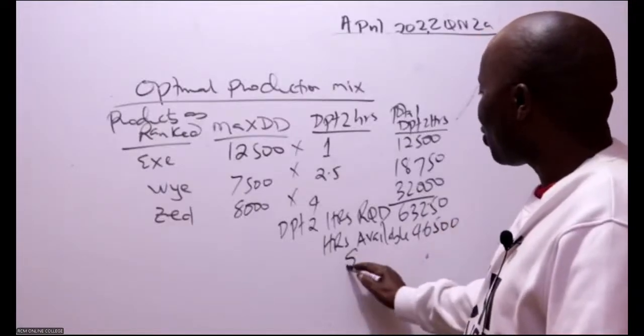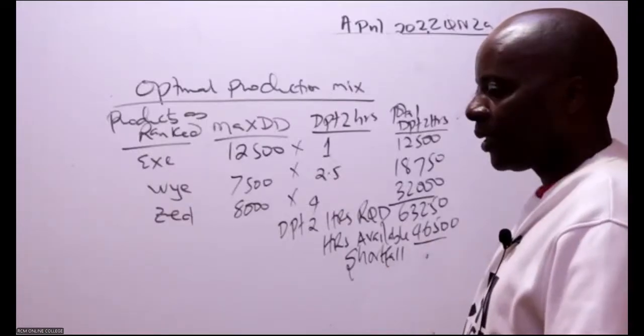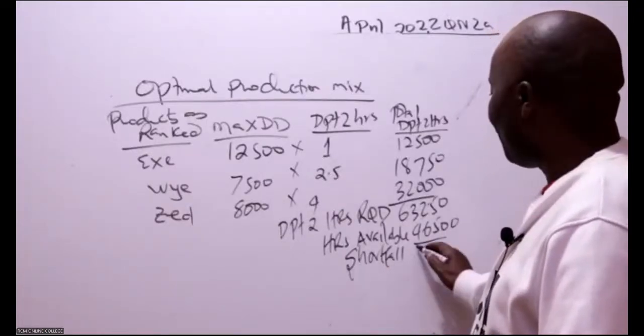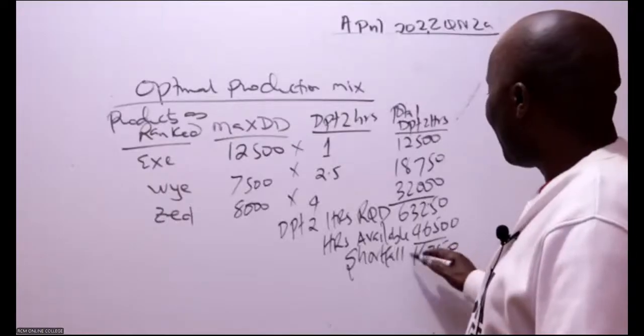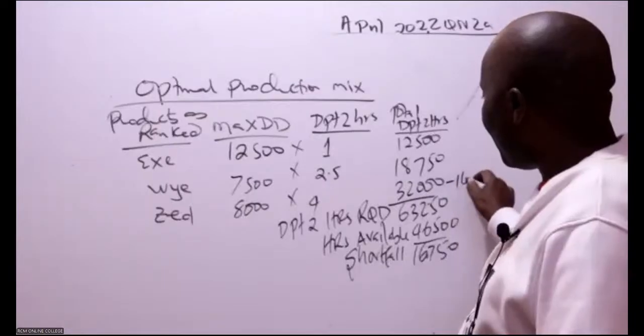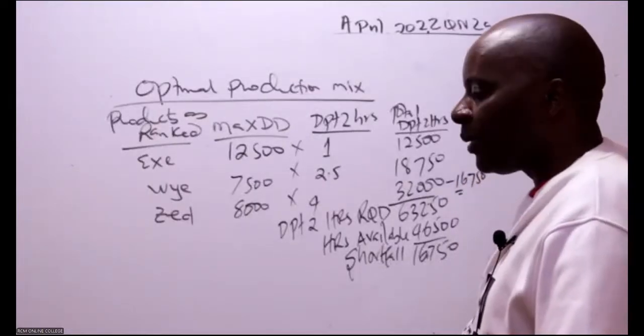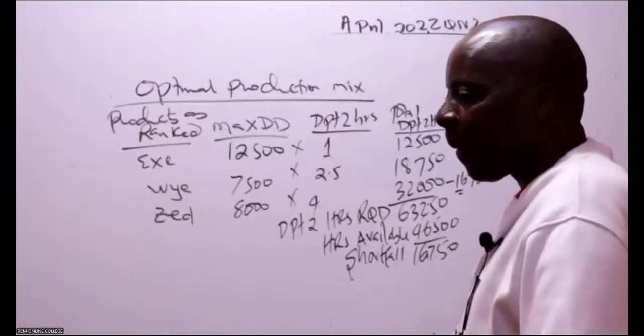So give me the shortfall. Subtract: 16,750. Recover this from products upwards. Fortunately, they can fit here. So please subtract there 32,000 minus 16,750.